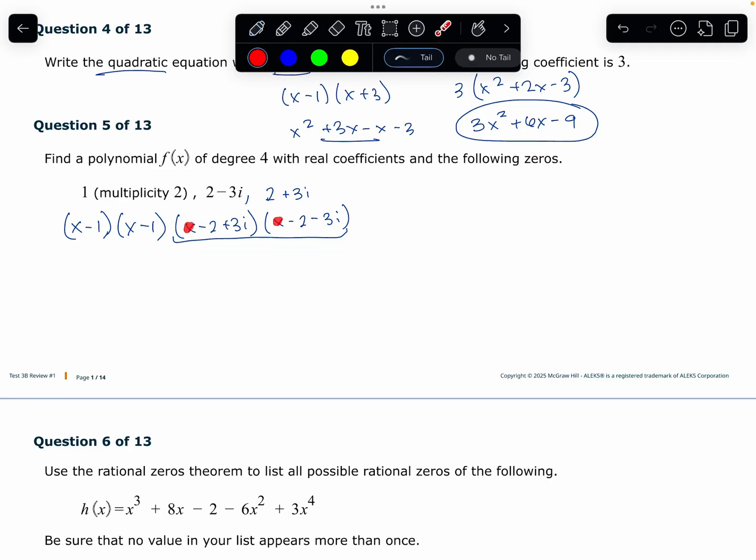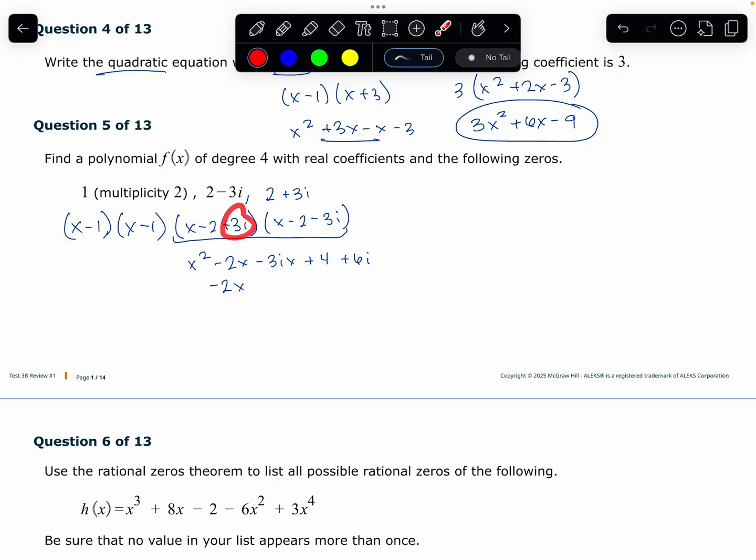So if we take x and multiply it by x, we're going to get x squared. If I take x and multiply it by negative 2, that's negative 2x. X multiplied by negative 3i, I'll call that negative 3ix. Okay, so now I'll move to the negative 2 and multiply by all 3. So negative 2 times x is again negative 2x, so I'm going to write that underneath the already negative 2x. Then negative 2 times negative 2 is positive 4, so I'll write that over here. Negative 2 times negative 3i is going to be positive 6i.